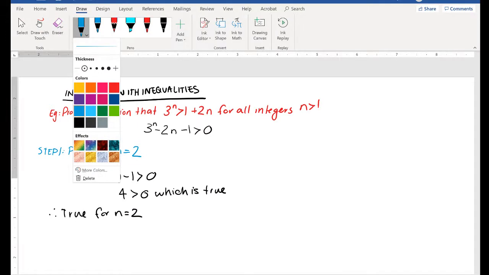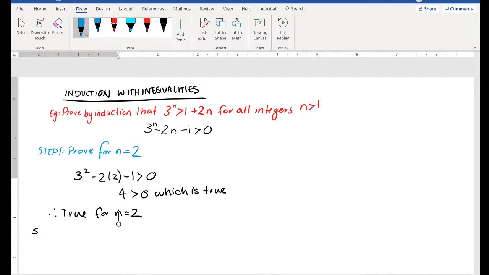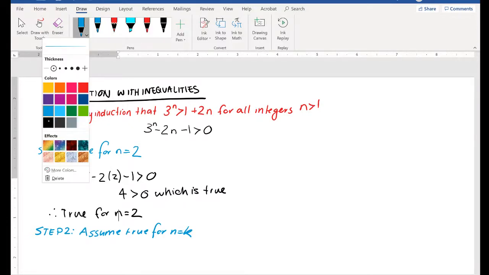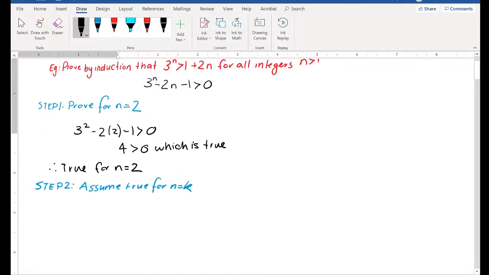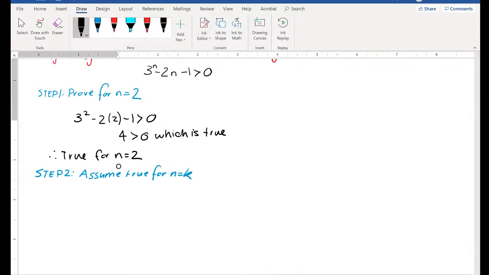Okay, next step, step 2. Assume true for n equals k. Alright, so we know this step is super easy. All I'm going to do is rewrite the question with k involved instead of n. So I get 3 to the power of k minus 2k minus 1 is greater than 0.